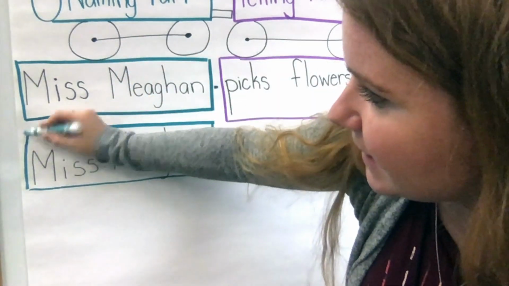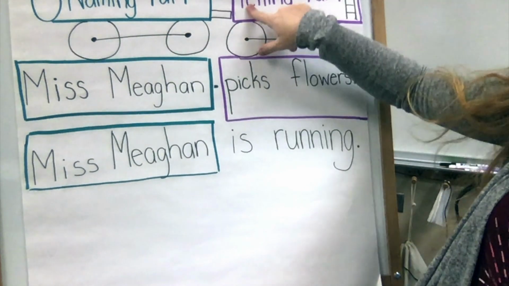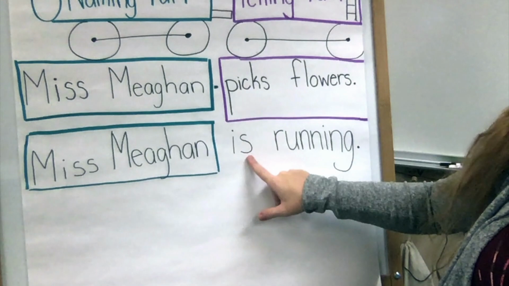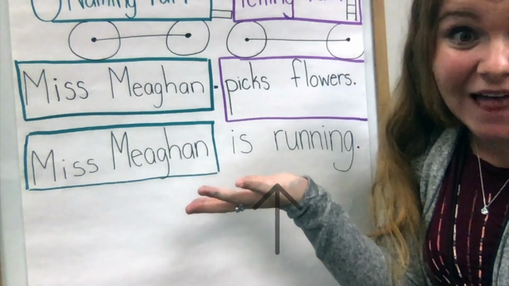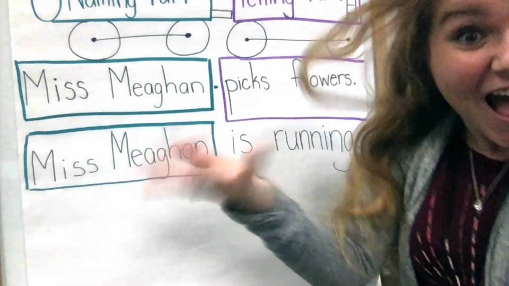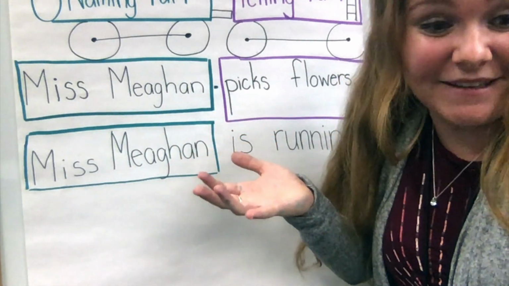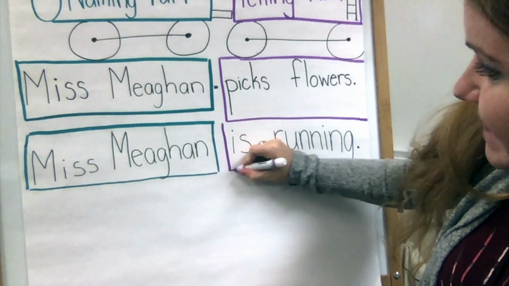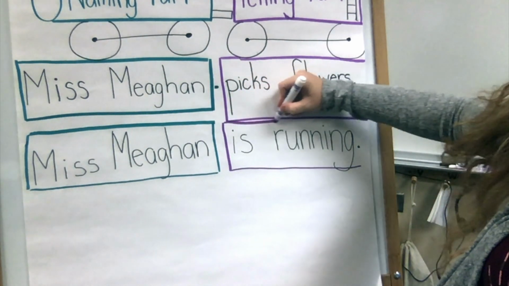Okay, now I'm going to look up above. I have my naming part. The next part I need is my telling part. Miss Megan is running. What part of my sentence is the telling part? That's right, is running. That's what I was doing. It tells what Miss Megan was doing. I was running. Let's go ahead and put a box around is running.